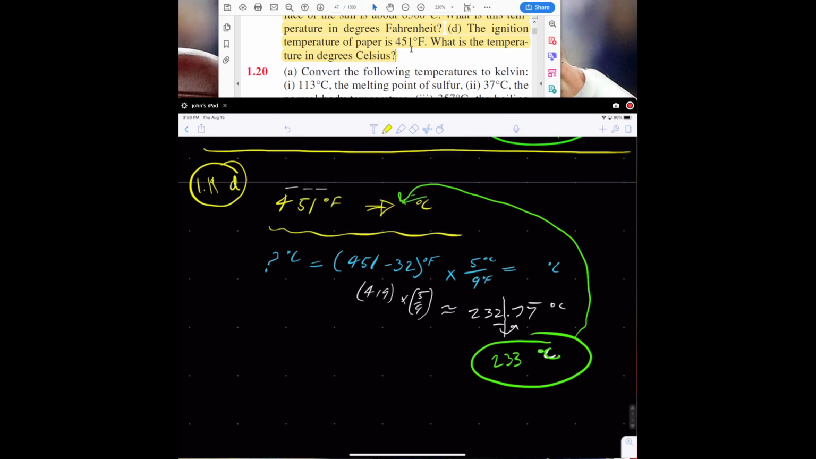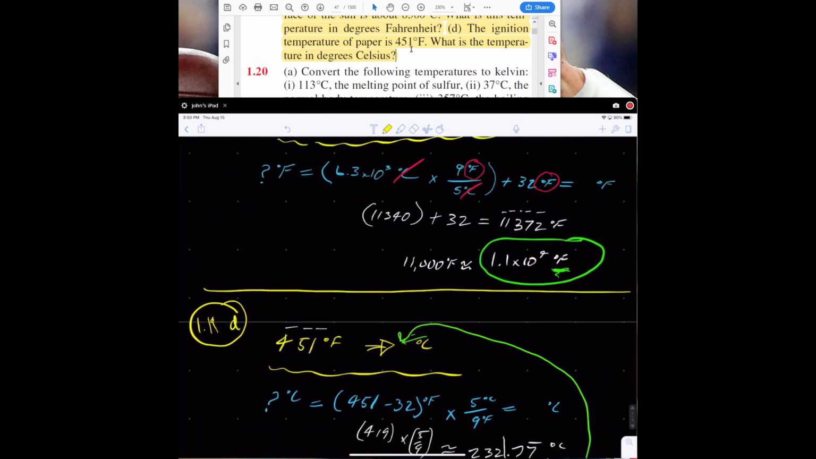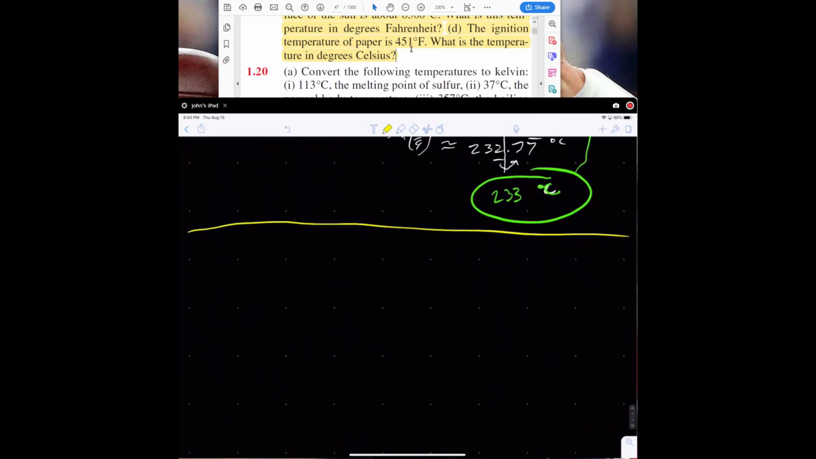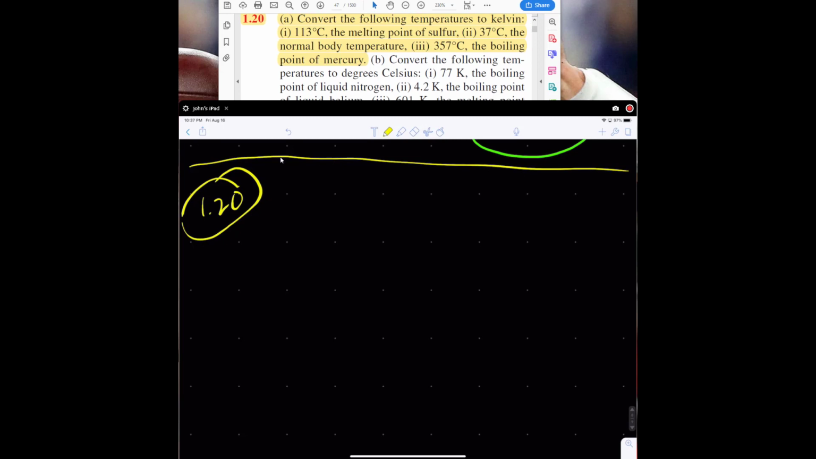And that wraps it up for question 1.19. We had 4 parts, so 4 different conversions. As we can see, A, B, C, and D. And now we'll start on 1.20. Alright, so here we have question 1.20. It's got two separate parts, A and B, but each part actually has 3 subparts to it, denoted as 1, 2, and 3.